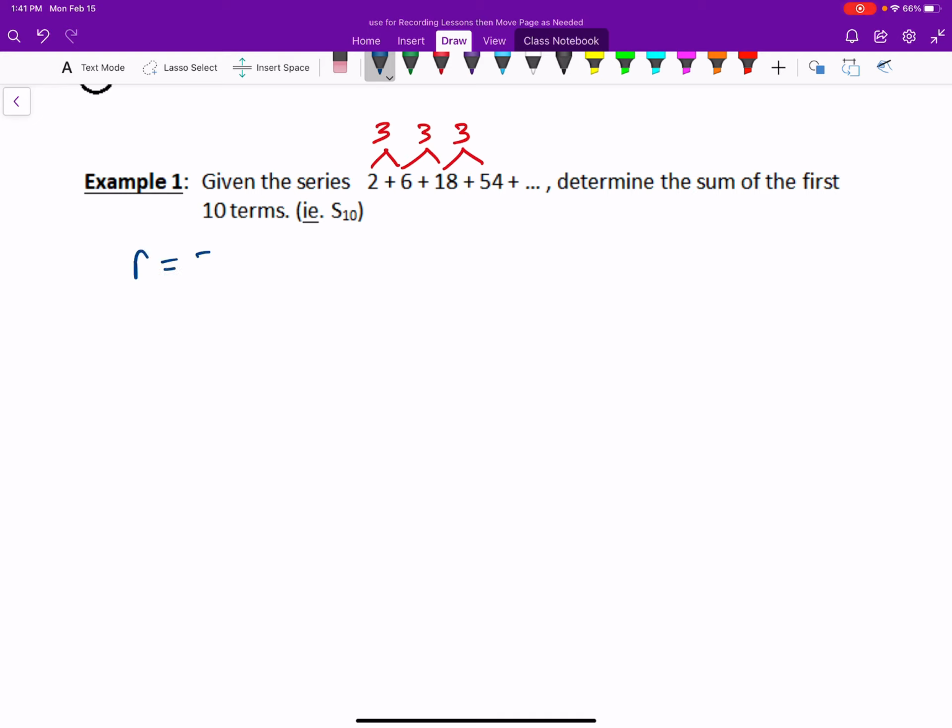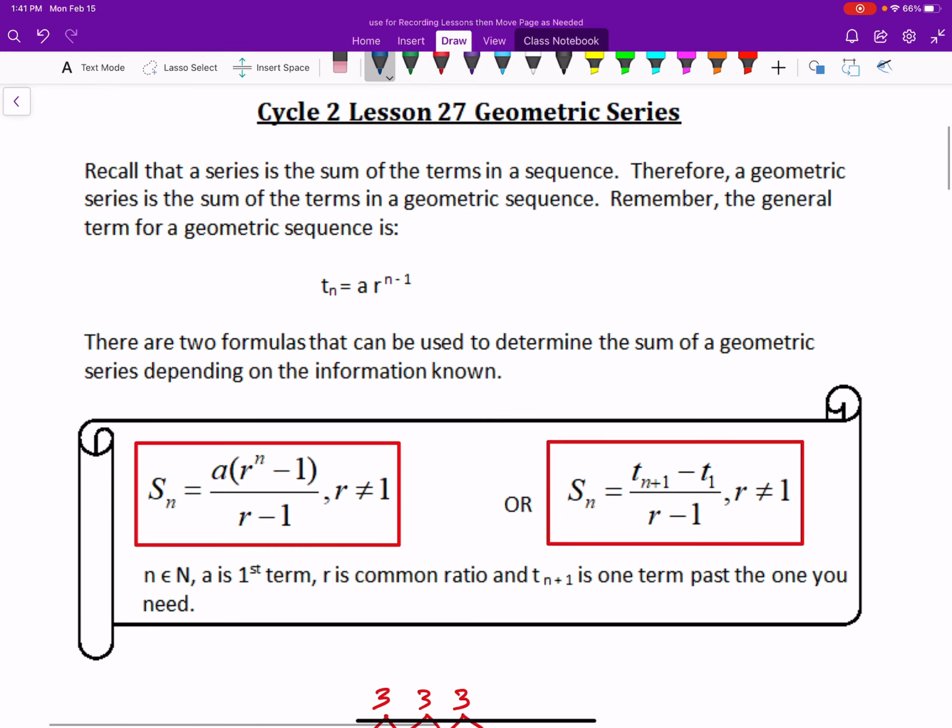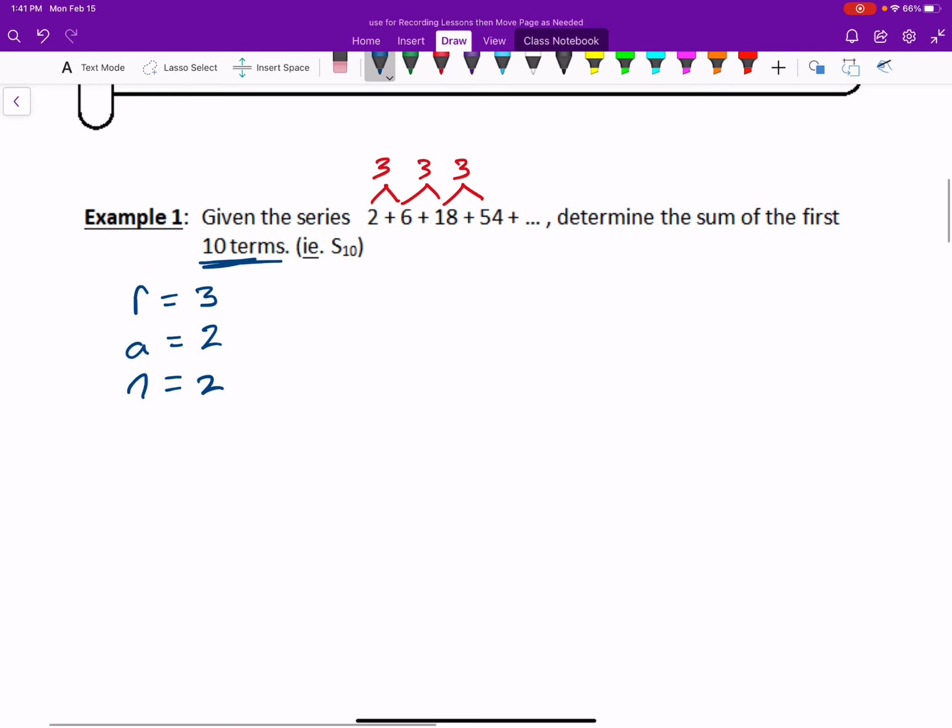So we know what r is. We know what the first term is. And we know that we want to find the sum of the first 10 terms. That tells us that n is 10. So that definitely means we want to use the first version of the formula.